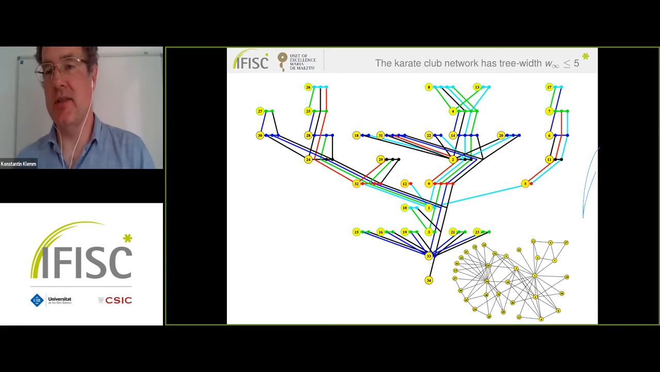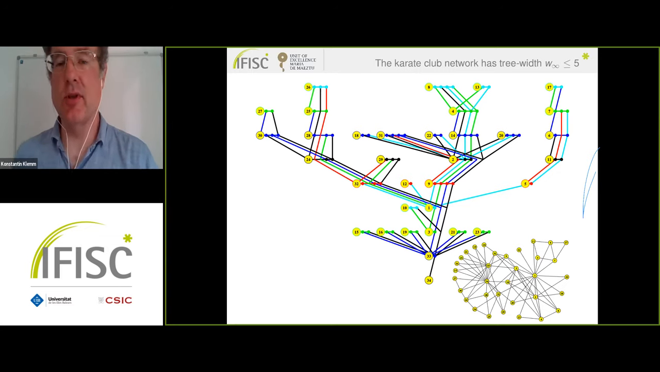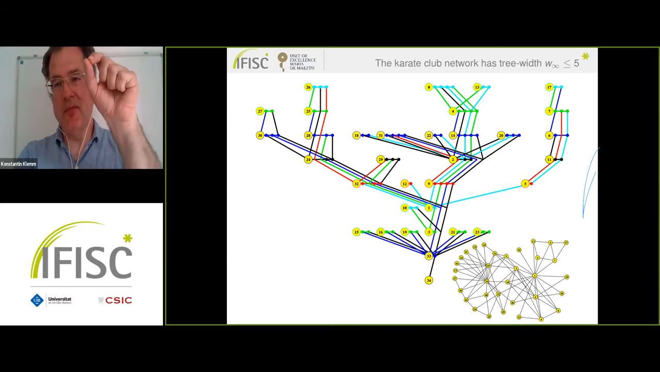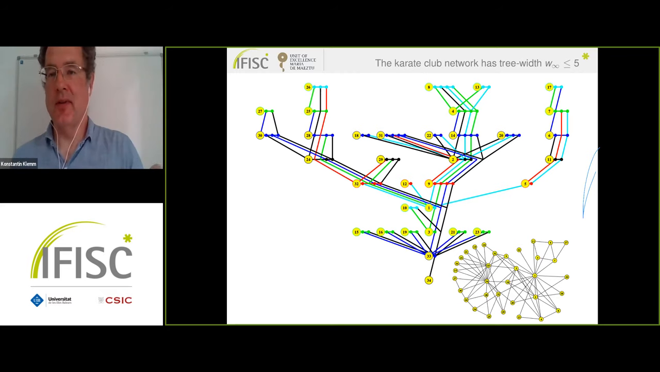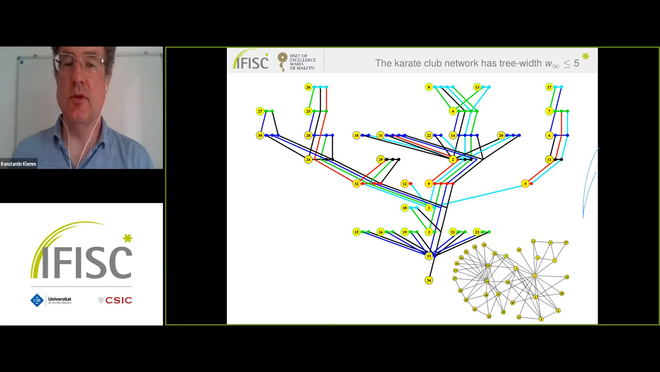What does that mean? It means that I've chosen a root, and all the links of the network have to go along a path coming from the root. So for instance, number 7 is allowed to connect to number 5, because this is the path from number 7 to the root.